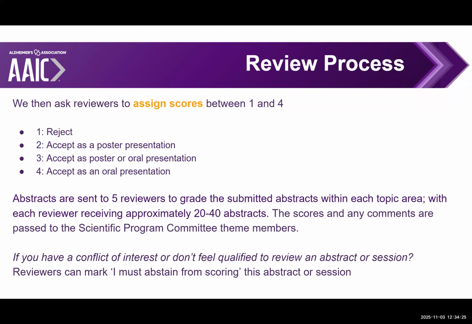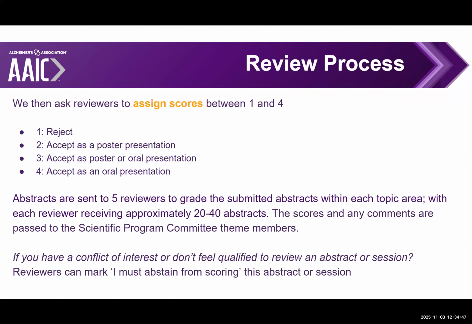If you have a conflict of interest or don't feel qualified to review a certain abstract, you are able to mark "I must abstain from scoring this particular abstract." All the reviews and scores that are sent to the planning committee are anonymized, so your review will remain anonymous as it goes to the committee for them to review all abstracts.